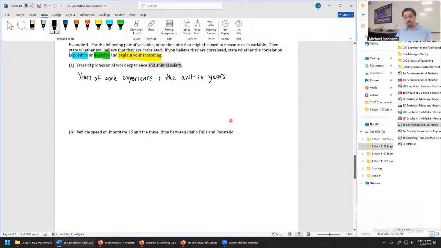And for the next one, annual salary, the unit is, well, it's a money unit. So for thinking USA, we could say dollars. For thinking Canada, then it's Canadian dollars and so on. So if we're worried about the context, you could just say any monetary unit. Let's suppose this is in USA. We'll say the unit is dollars.